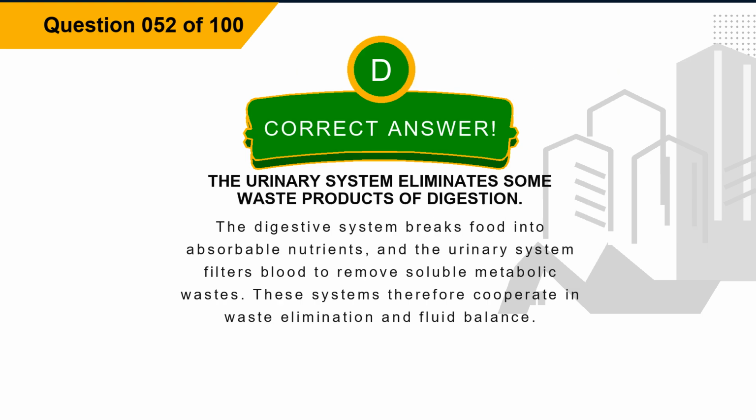The correct answer is option D. The urinary system eliminates some waste products of digestion. Explanation: the digestive system breaks food into absorbable nutrients, and the urinary system filters blood to remove soluble metabolic wastes. These systems therefore cooperate in waste elimination and fluid balance.